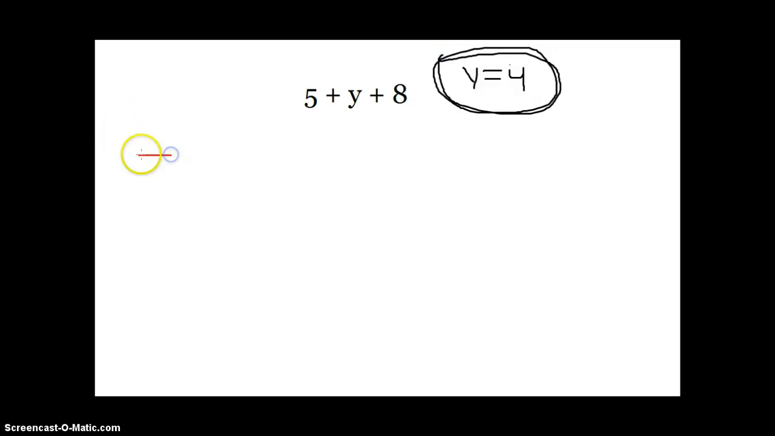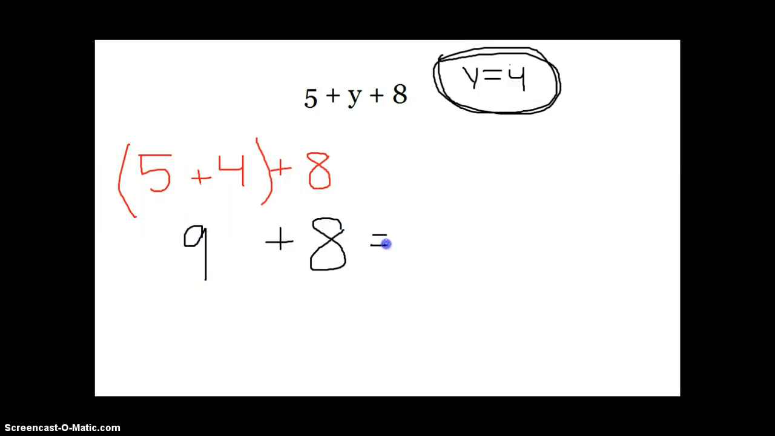Alright, now let's change it. 5 plus 4, remember 4, plus 8. You can do this whatever way you want. I'm going to start off with 5 plus 4 just to go left to right. 5 plus 4 equals 9, plus 8 equals 17, and this is our answer. So 5 plus y plus 8 equals 17.